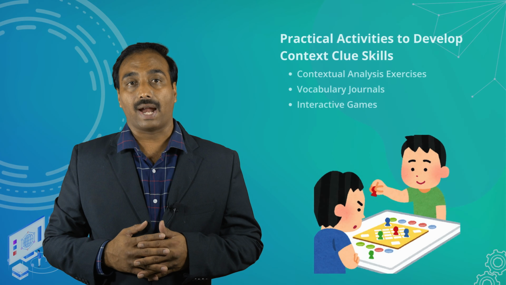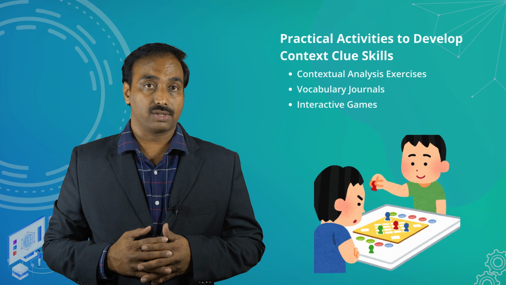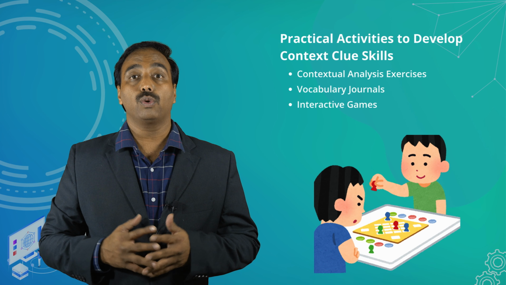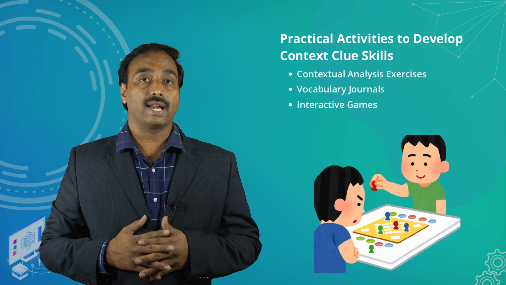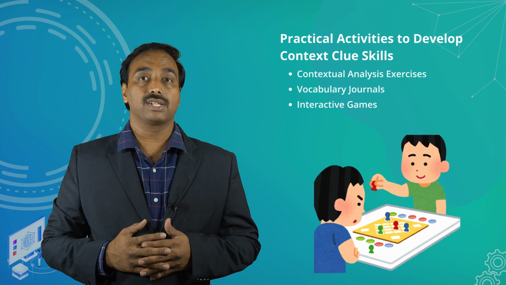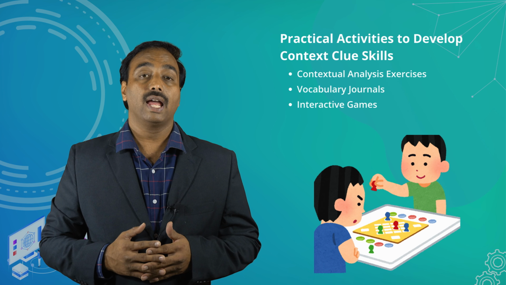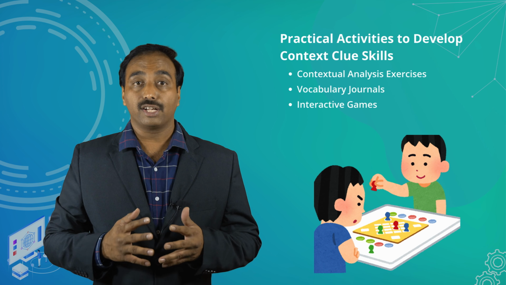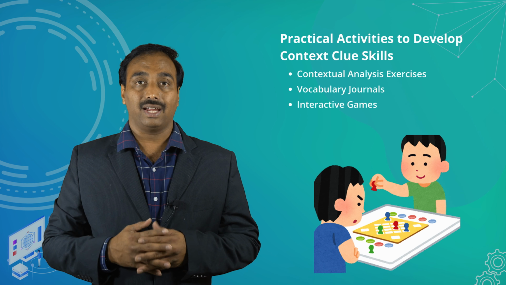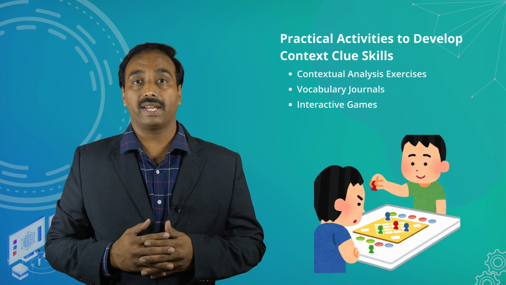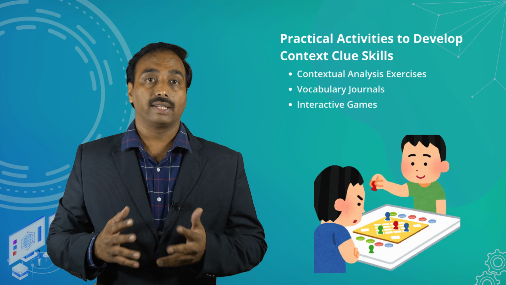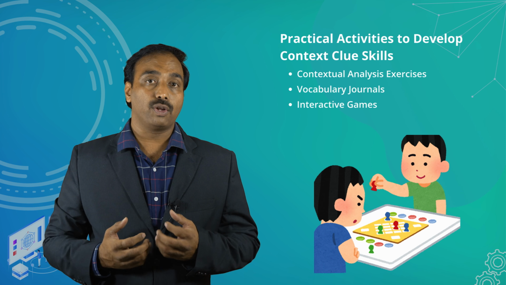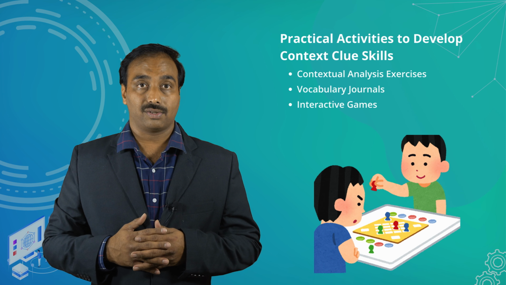Now let us have a look at the practical activities to develop context clue skills. Incorporate the following activities into your reading routine to strengthen your ability to use context clues. Contextual analysis exercises. Read passages and practice identifying and interpreting unfamiliar words using context clues. Vocabulary journals. Maintain a journal or a book or a diary where you record new words, their inferred meanings, the context in which they were found, and the actual definitions after verification. The more you use new vocabulary in your everyday conversation, the more it is retained.